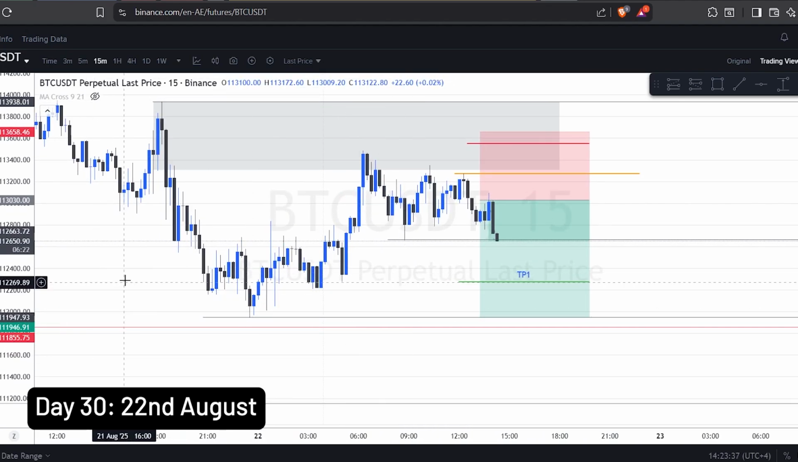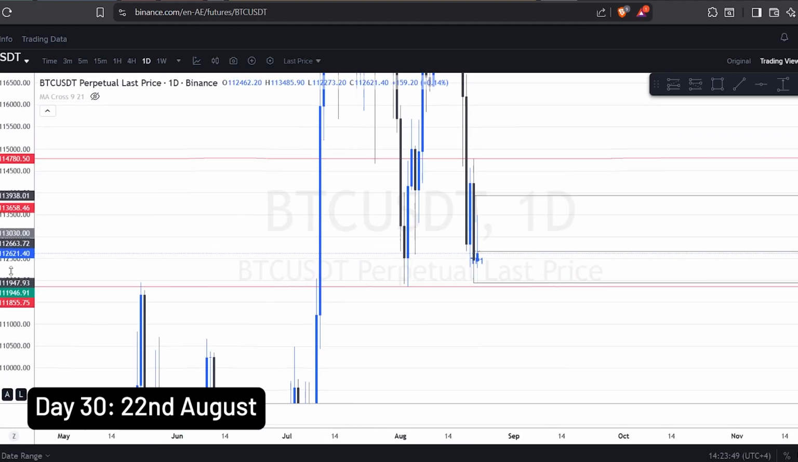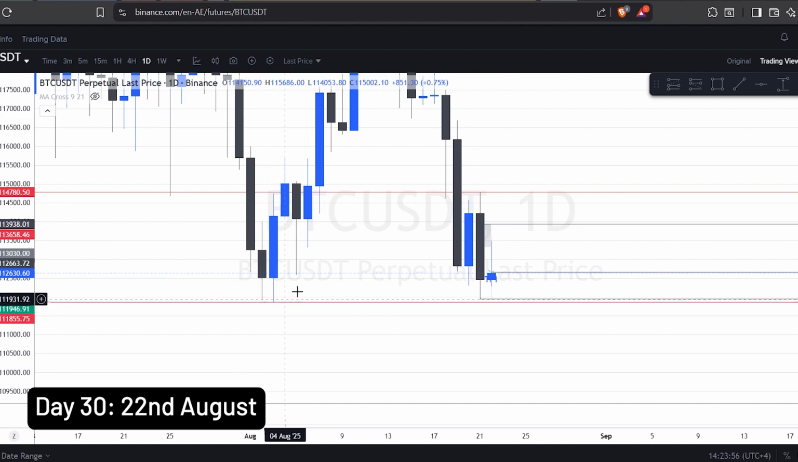So I'll just hide this, no need for this. Now I'm trying to trade only the liquidity. So let's go. How did I take this trade? I went to the daily chart, and here I marked this liquidity area.